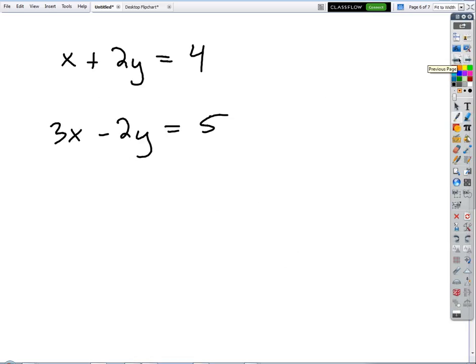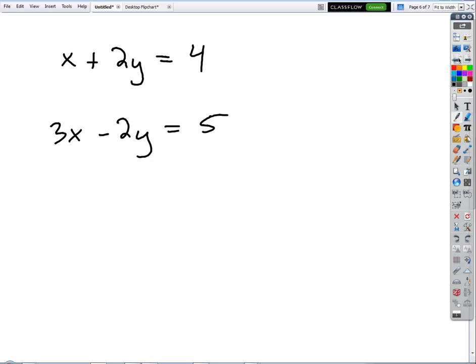What is a solution to the system of linear equations going to look like? I don't care what it is yet. What's it going to look like? X equals something and y equals something. Okay? We have to have both an x and a y value here, don't we? Because I have two variables there.